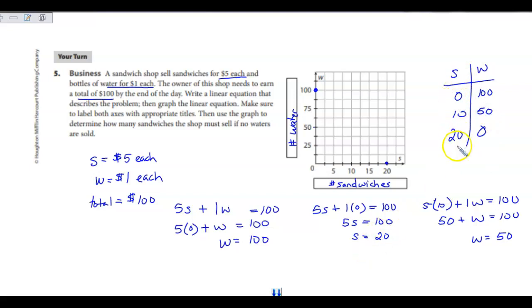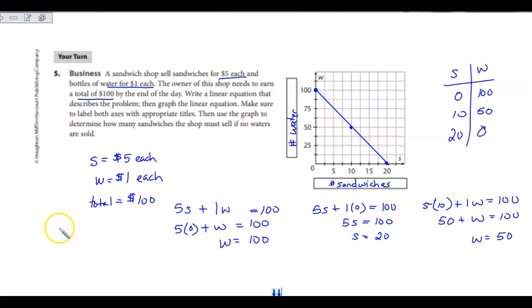Does it look like it makes sense? Yes, it does. You have 0, 10, 20, it's increasing. 100, 50, 0, it's decreasing. This makes sense. So now what I can do is I can plot my points. 10, 50, and 20, 0. And then I can draw my line through those points. And there's my graph.